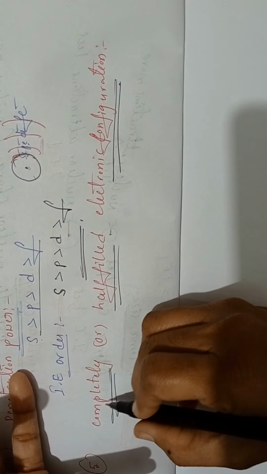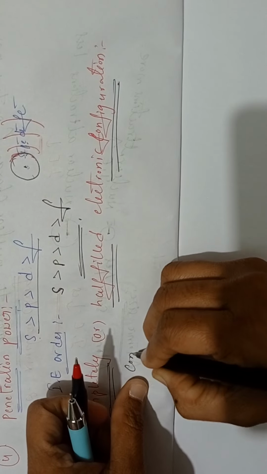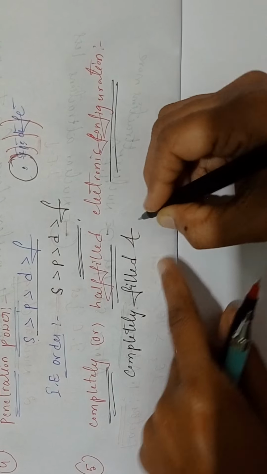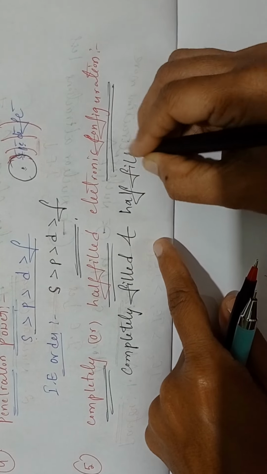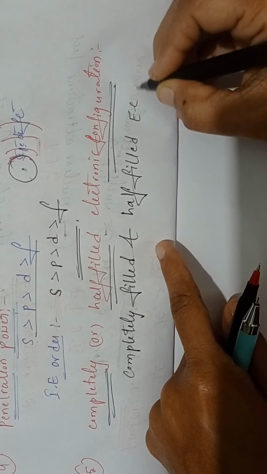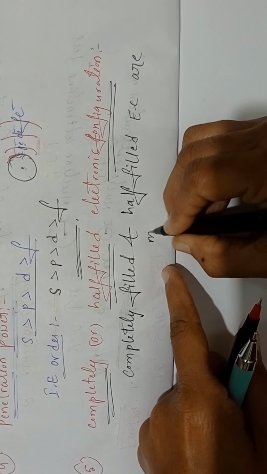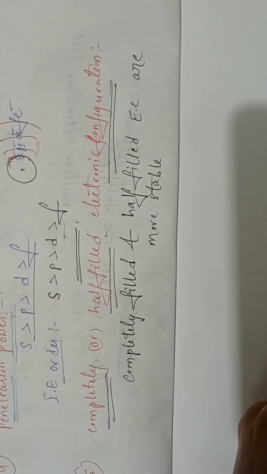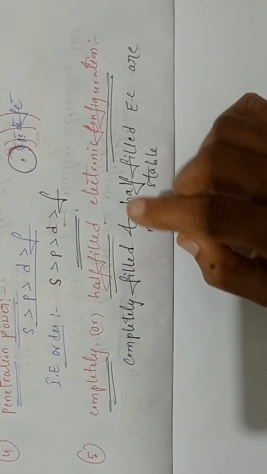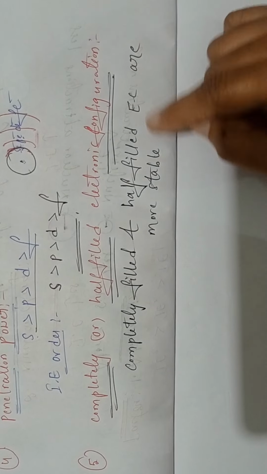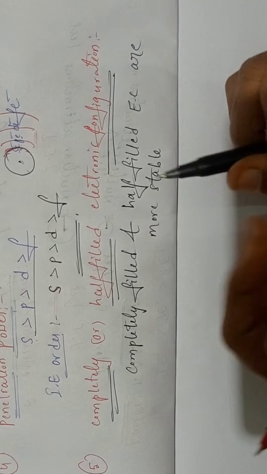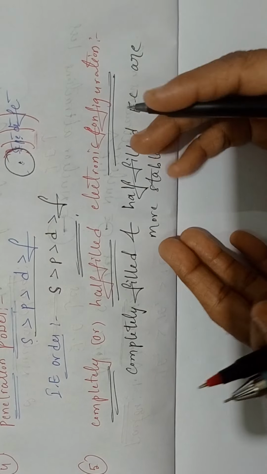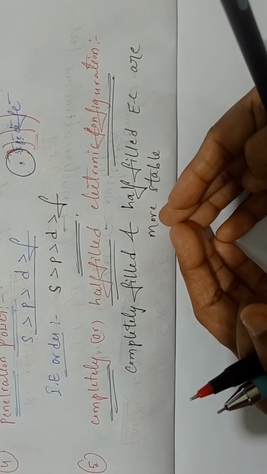So completely filled and half filled electronic configurations are more stable, students. Now see, from this electronic configuration, if you want to remove the electron, more energy is required. It is very difficult to remove the electron, students.